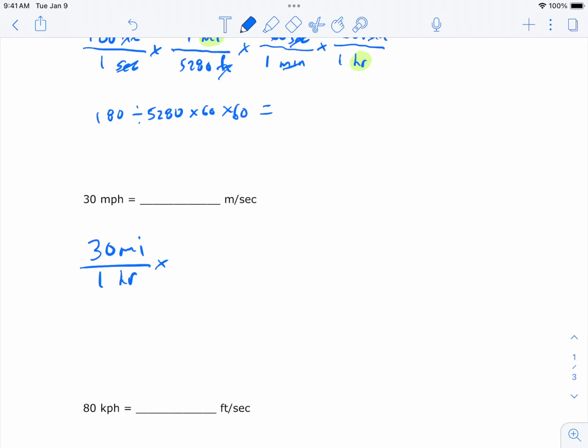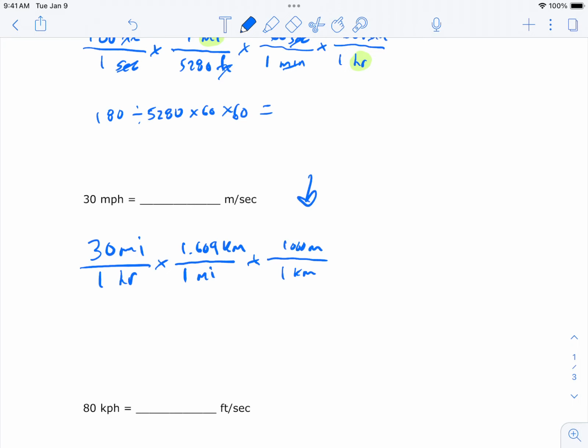Now, I'm looking at miles. I'm looking at my sheet here. I got 1 mile. I can turn that into kilometers at least. That's pretty good. I can do that. 1 mile is 1.609 kilometers. And then I can turn kilometers into meters because it also says that 1 kilometer is 1,000 meters.